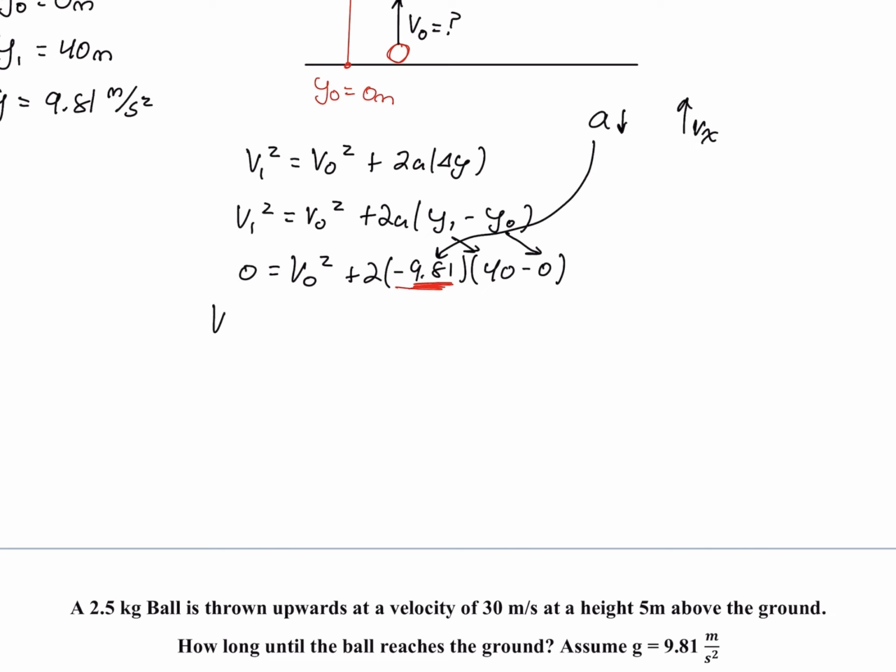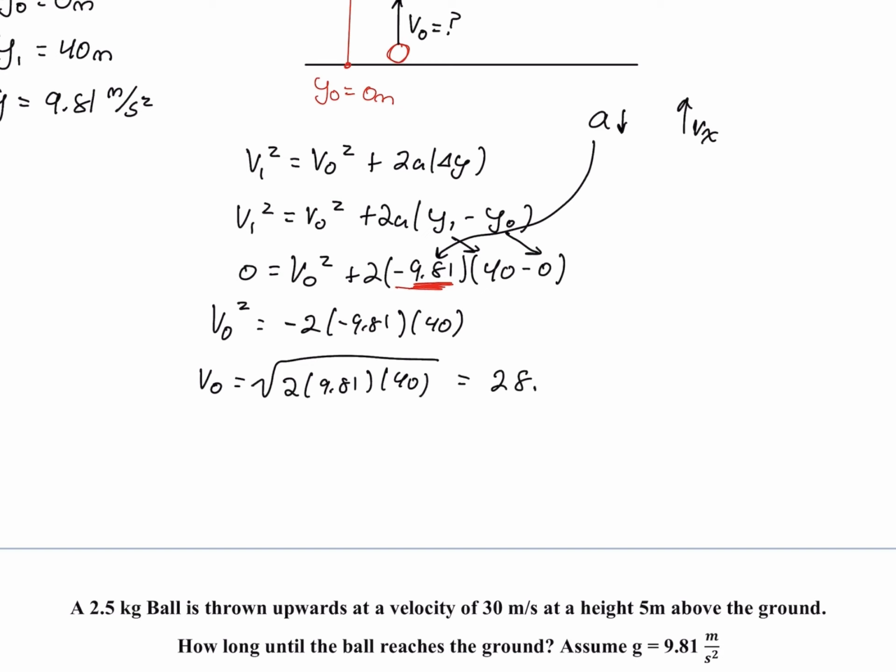So let's solve for v0. And you can see we have a double negative. And I'm going to move that square over. And v0 is equal to 28.01 meters per second. And that is your final answer.